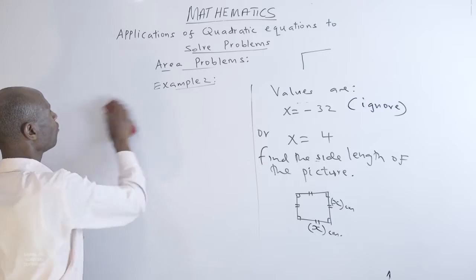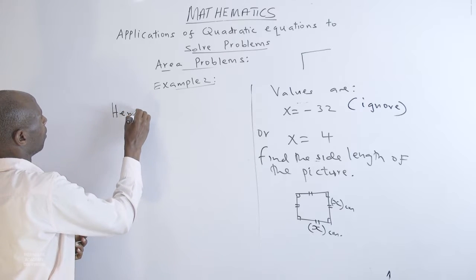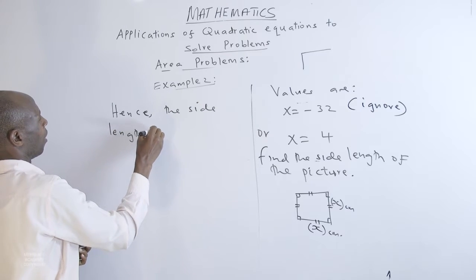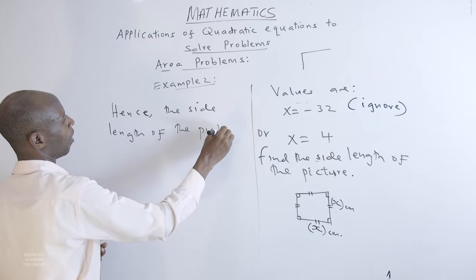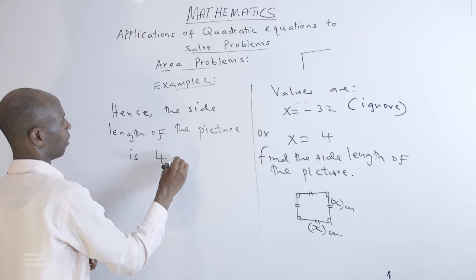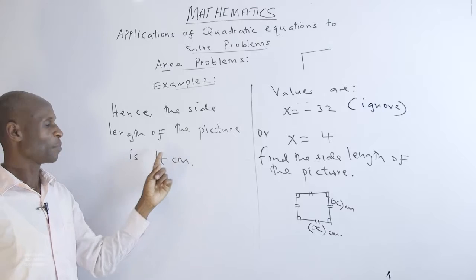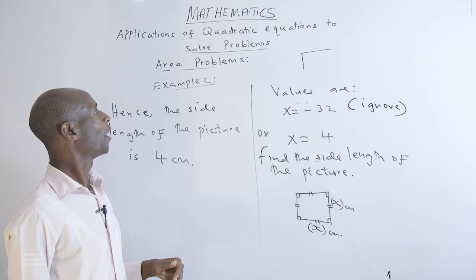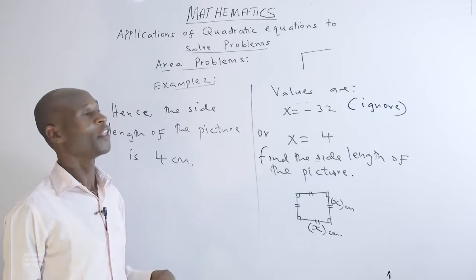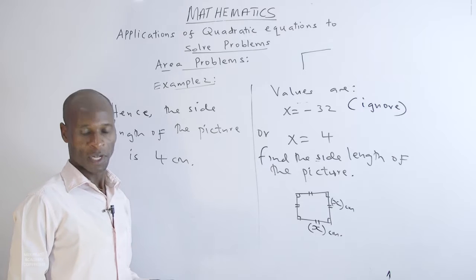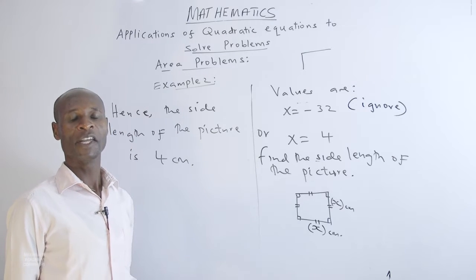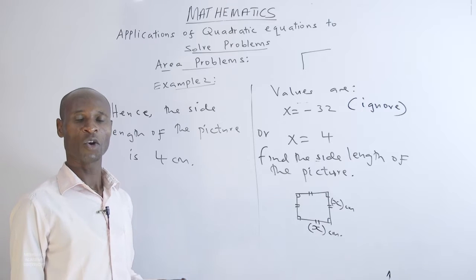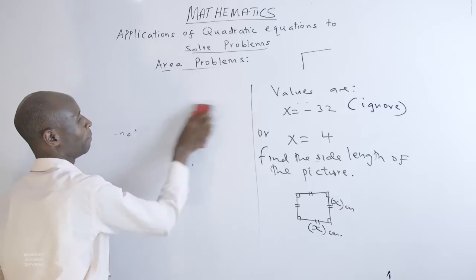We can say hence or therefore the side length of the picture is 4 centimeters. So that's how we solve questions involving area, which requires applying the knowledge of quadratic equations in solving. Let us now look at another situation where you have a word problem in a real life situation, which also applies quadratic equations. So we want to extend that knowledge to other word problems other than area problems.